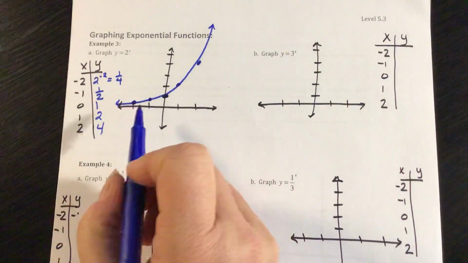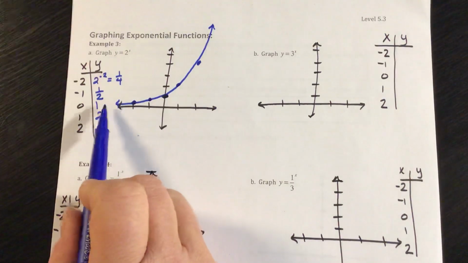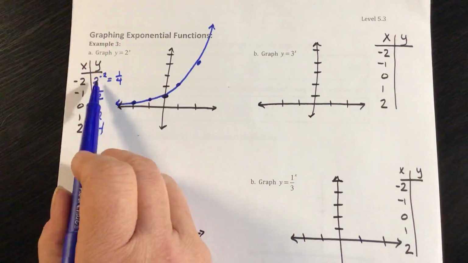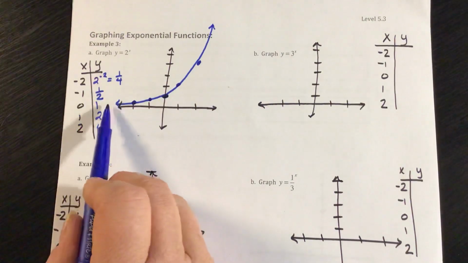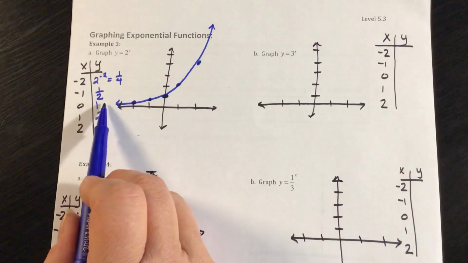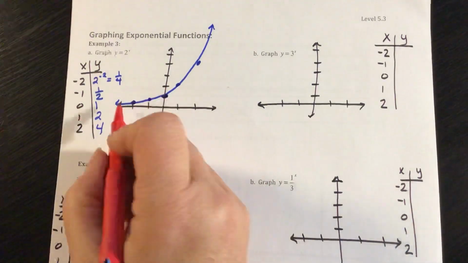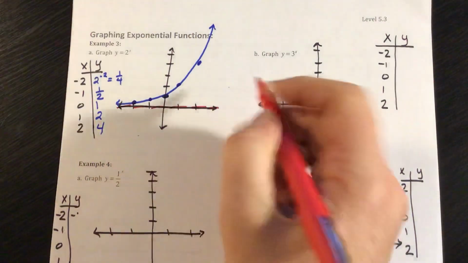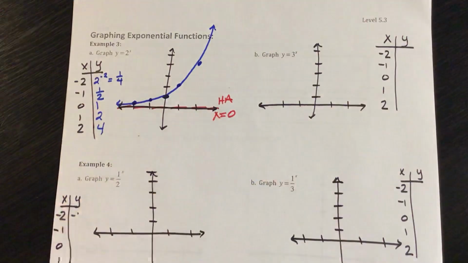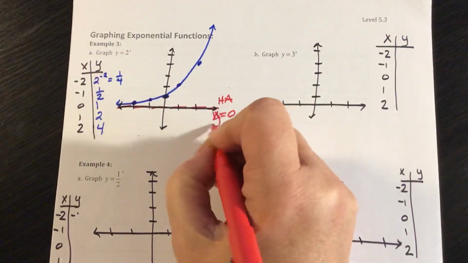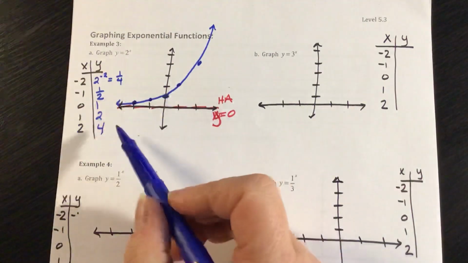All right, so also noticing here, no matter what my exponent is, I can have -10, I'm still going to stay above the x-axis. So my x-axis is actually going to be a horizontal asymptote at y equals 0. Okay, and that's a horizontal asymptote.